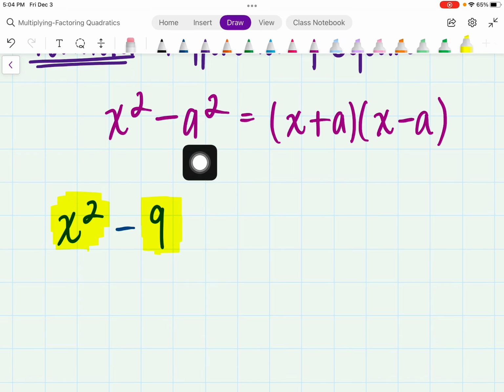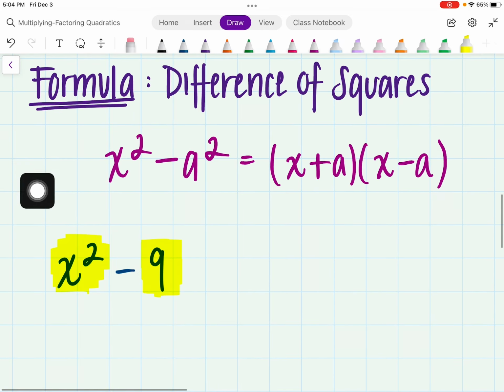What the formula is telling you is that if you have a quadratic expression with two terms, where the first and the last term are perfect squares and it's being subtracted, then you could use a formula of finding the square root of each of these and finding your answer.